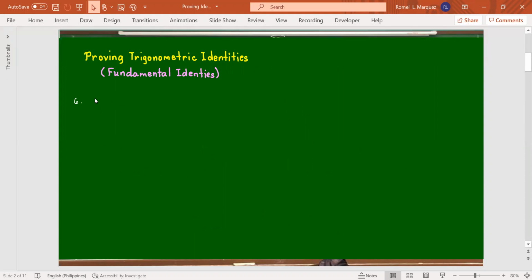Given: cotangent x plus tangent x equals cosecant squared x plus secant squared x, all over cosecant x secant x.